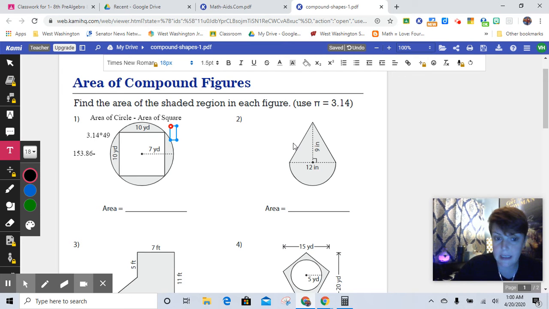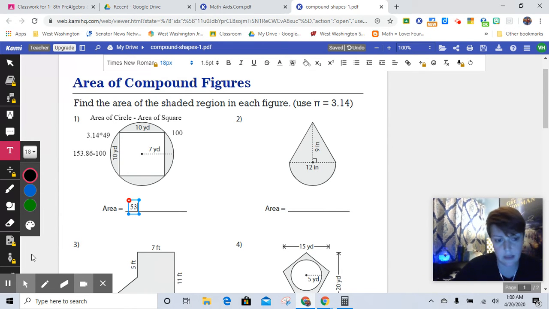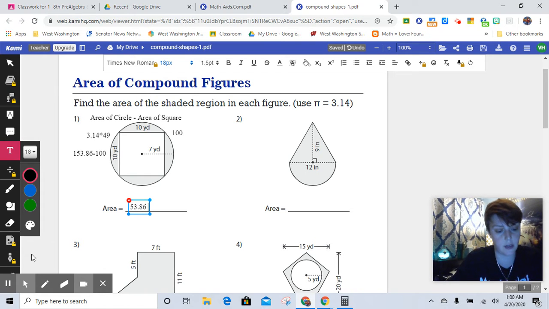The area of the square is length times width, which is 10 times 10 in this case. So that's 100. We're going to subtract, let me see if I can get my mouse clicker back in here. There we go. Minus 100. That's a really easy subtraction. 153.86 minus 100 is just 53.86, and this would be in square yards.